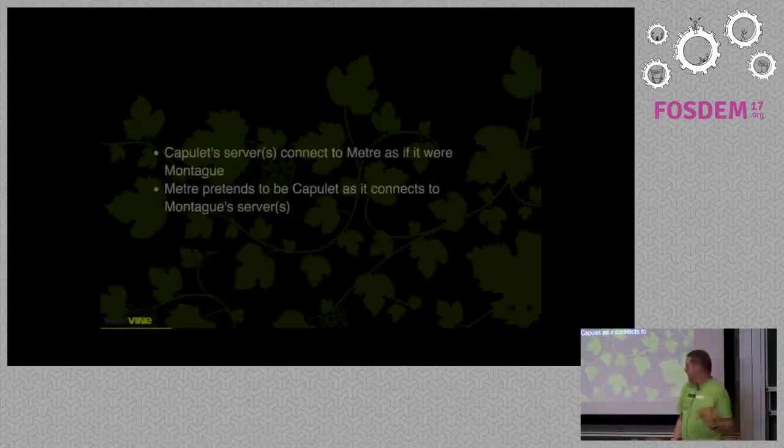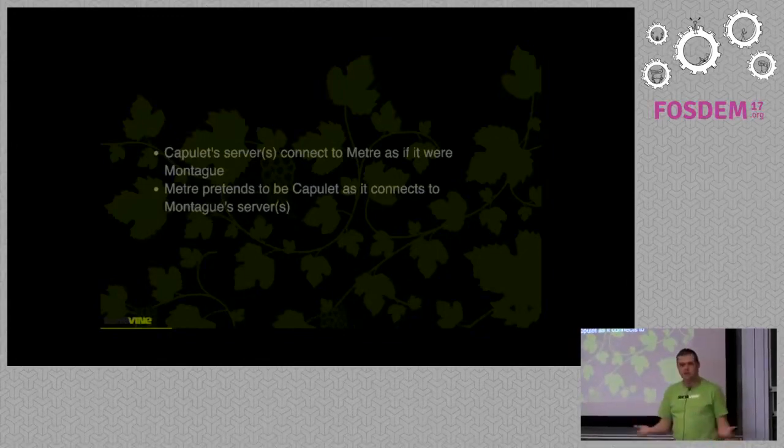So Capulet servers, however many it has, connect to its Metre as if it's Montague. They don't really care, they're just connecting out. So OpenFire and Prosody both have overrides to let you do this very nicely and simply. Metre then pretends to be Capulet as it connects to Montague's servers. So it is fronting Capulet.